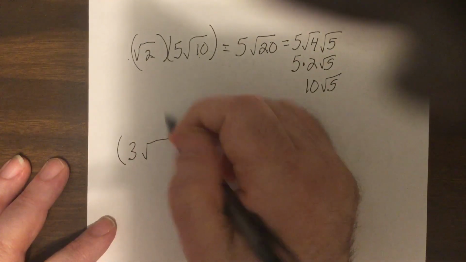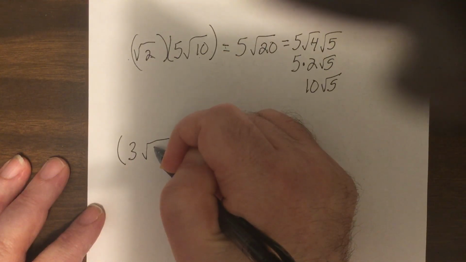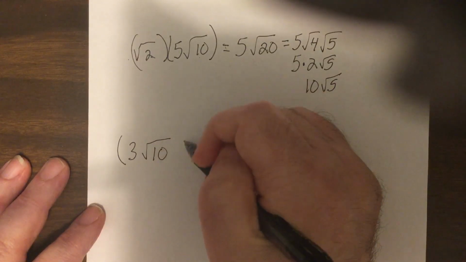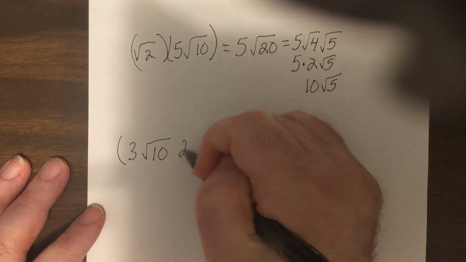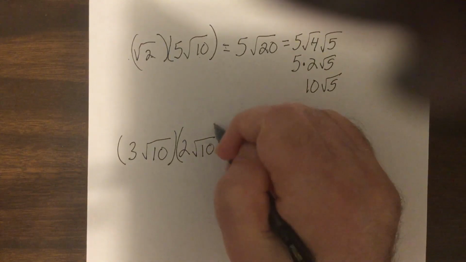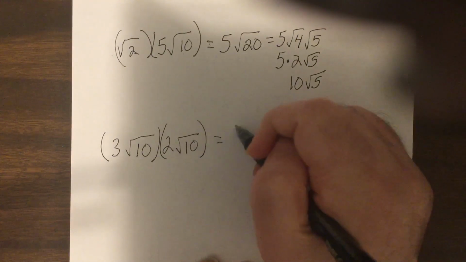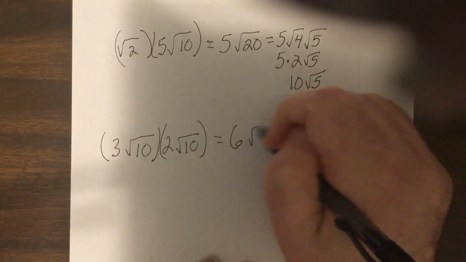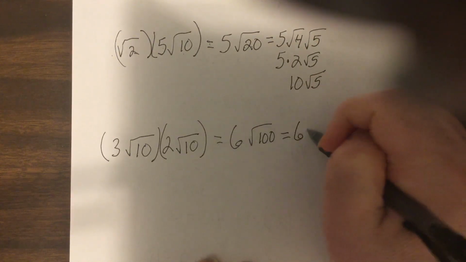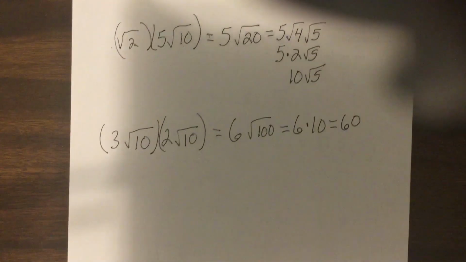3 times the square root of, boy, my brain just went. 10. Let's do 2 times the square root of 10. Well, you go 3 times 2 is 6. Square root of 10, square root of 10 is square root of 100. But wait a minute, that is a perfect square. So it'd be 6 times 10 is 60. Woohoo!